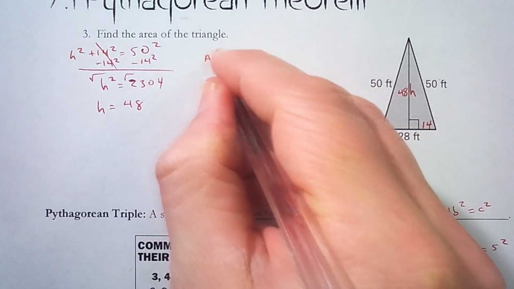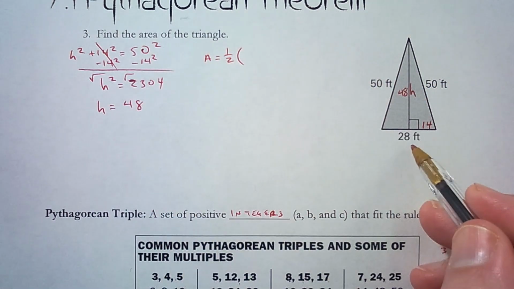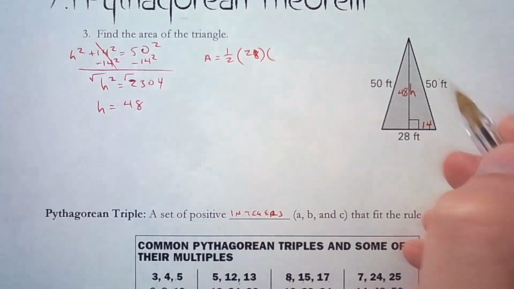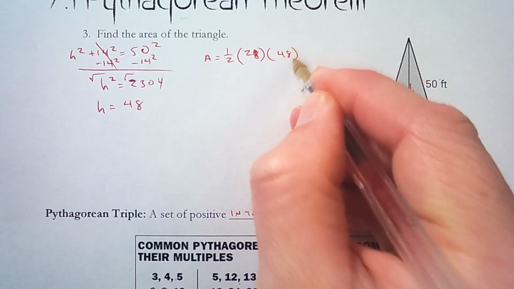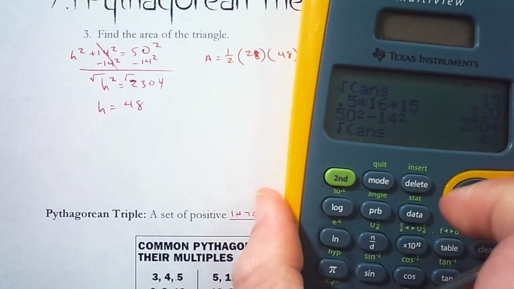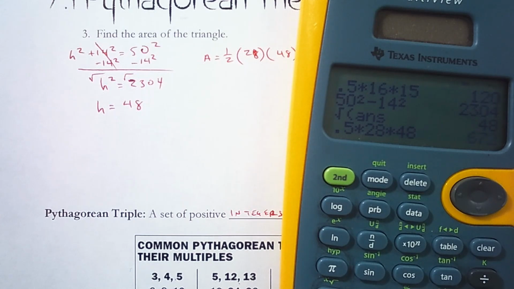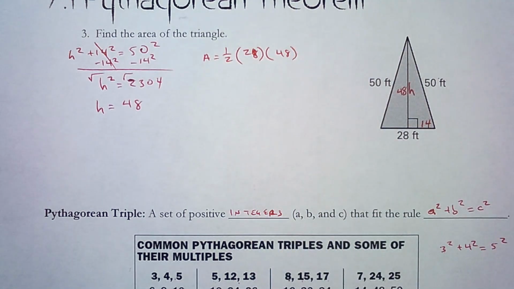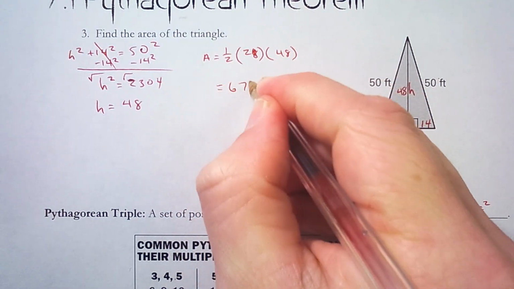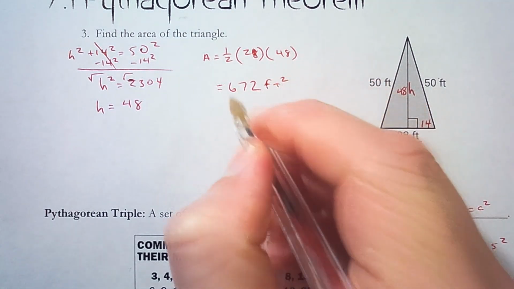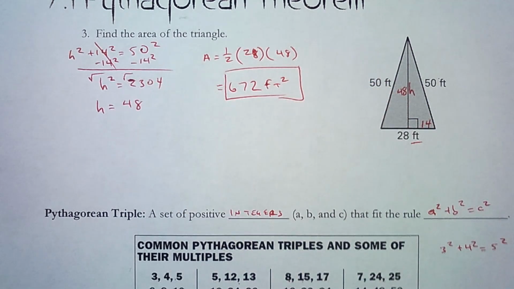So the area of the triangle is 1/2 times the base, which is 28, times the height, which is 48. So 1/2 times 28 times 48 is 672. So the area is 672, and this is in feet. So it's 672 feet squared.